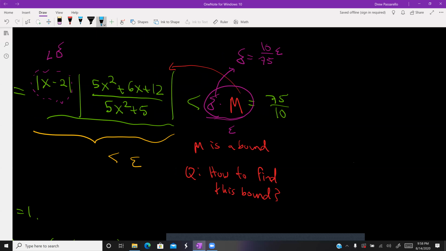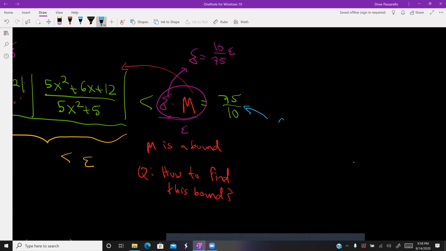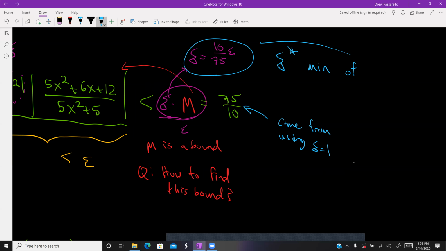And the 75 over 10 came from using delta being 1. And then this really depends. It could be more than 1, could be smaller than 1. So we want to choose delta star to be the minimum of this one and 1.